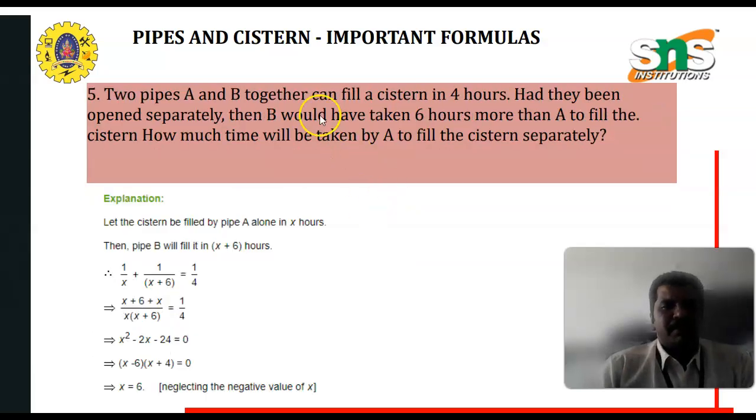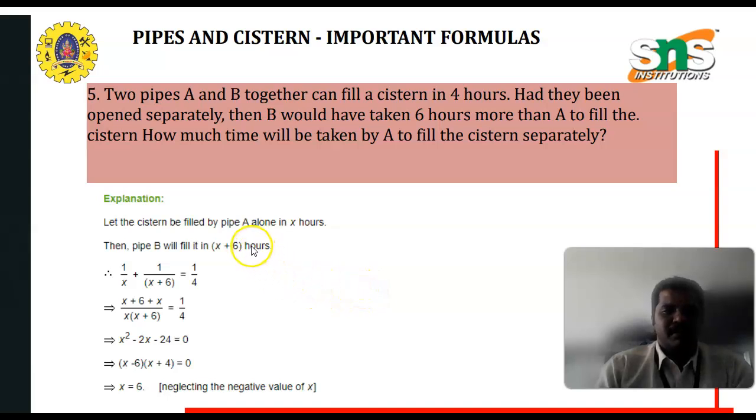Now the fifth problem: two pipes A and B together can fill a cistern in 4 hours. Had they been opened separately, B would have taken 6 hours more than A to fill the cistern. How much time will be taken by A to fill the cistern separately? Let the cistern be filled by pipe A alone in x hours, then pipe B will fill it in x plus 6 hours.